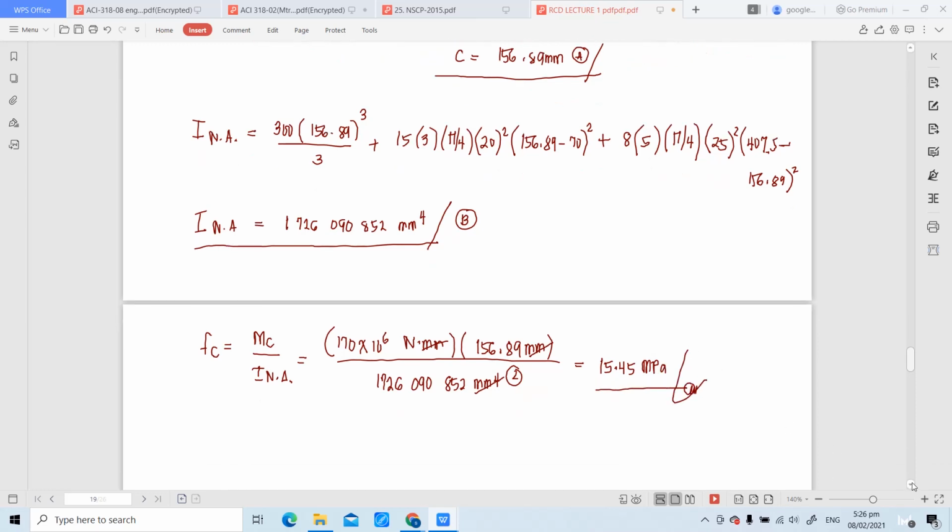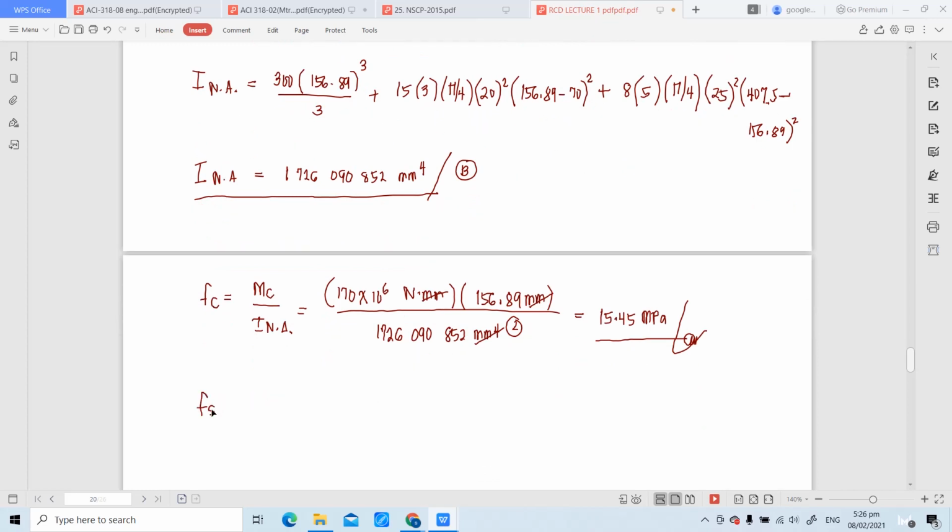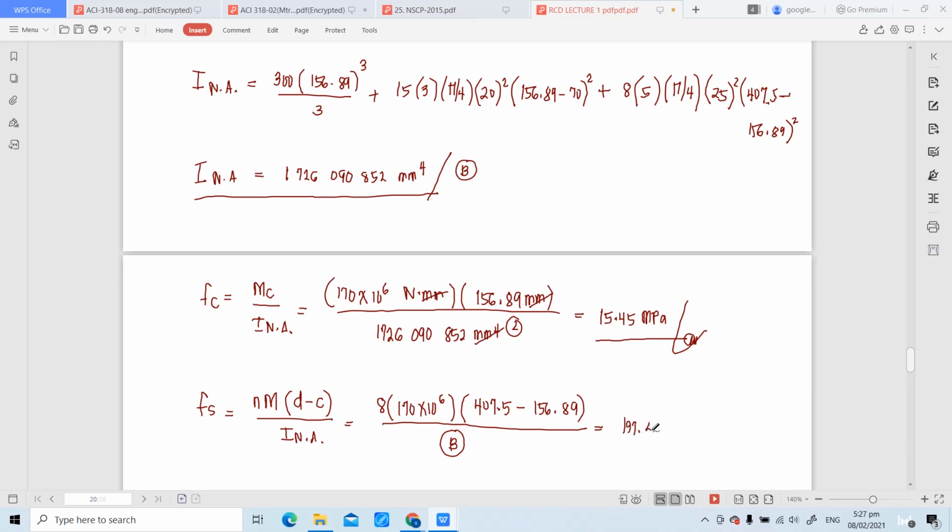First requirement. Second requirement, the stress of the tension steel. Fs is divided by n again, always, so we cross multiply and n goes to the numerator. So it is n multiplied by M, multiplied by d minus c over I NA. What is n? That is 8. The moment is 170 times 10 raised to 6. D minus c, or effective depth minus c, the effective depth is 407.5 minus 156.89, over I NA, stored as B. I won't write the whole value. Kindly solve, it is also in megapascal. The answer is 197.46, and that is megapascal. That will be our second requirement.